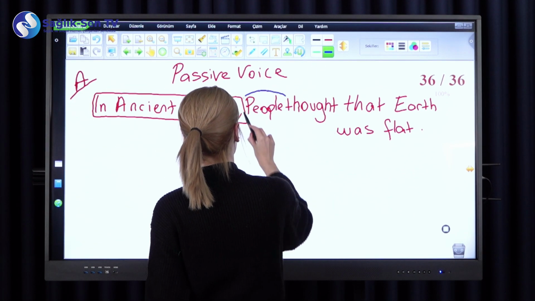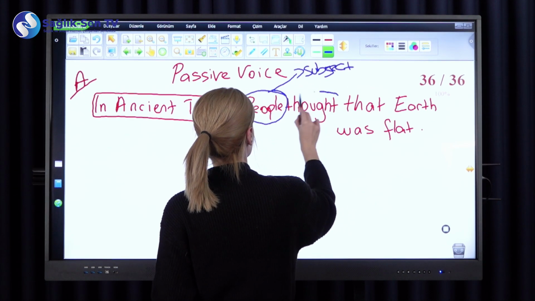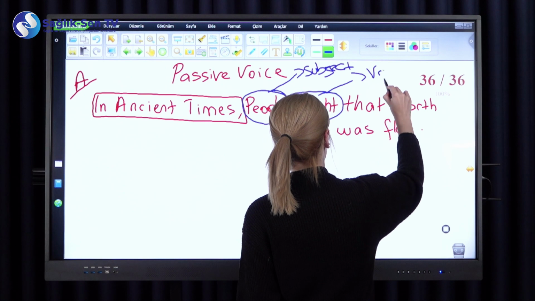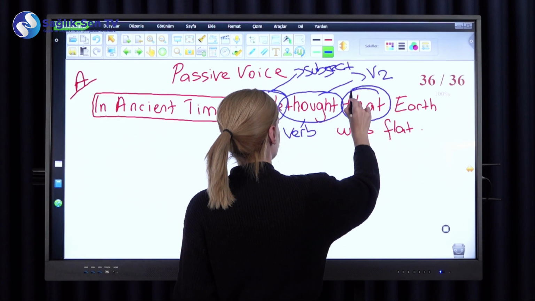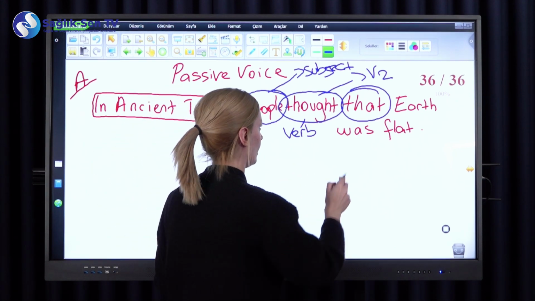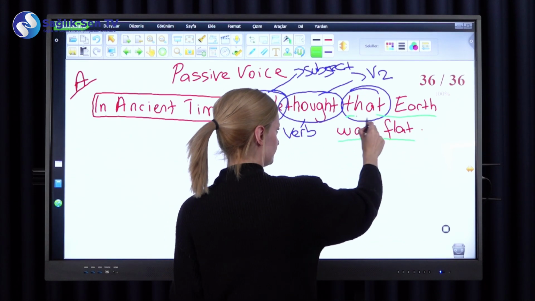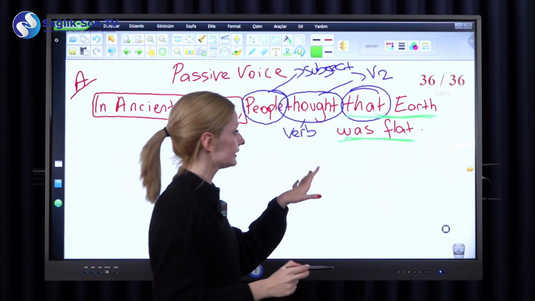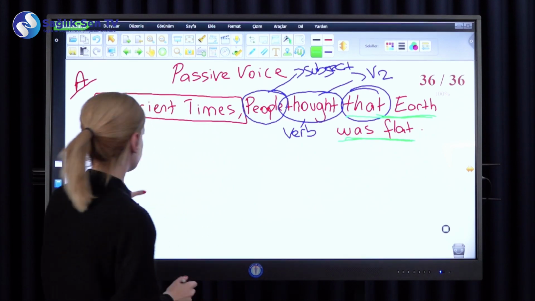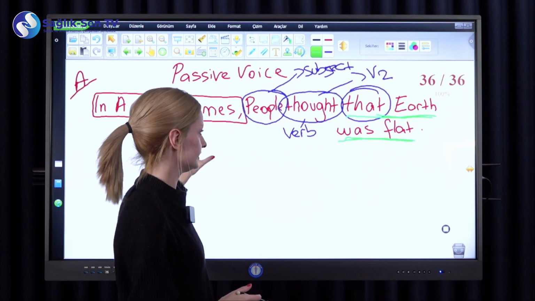This is my subject. This is my verb in verb to form. I have that. It represents my object, and inside of my that clause, there's also one more sentence. But what is my actual object in the main clause is that clause.